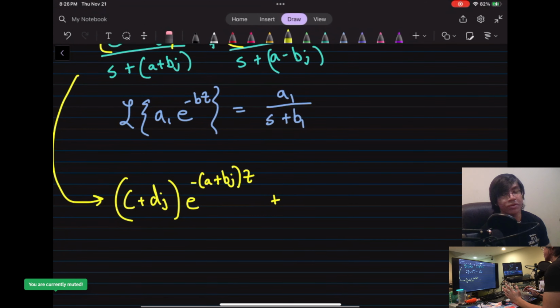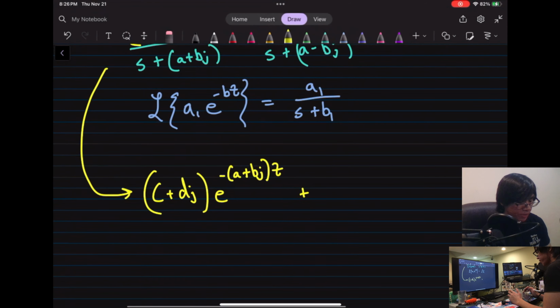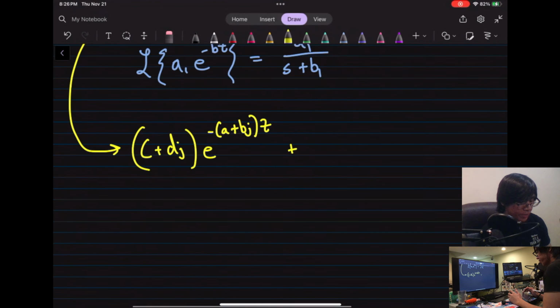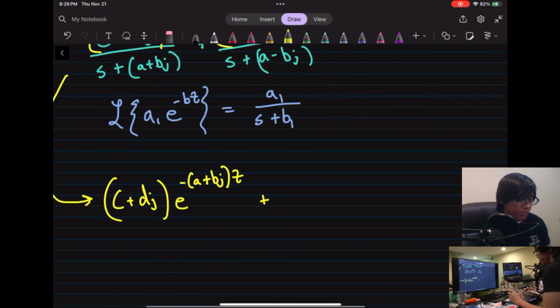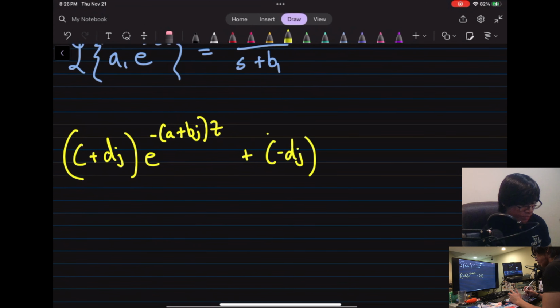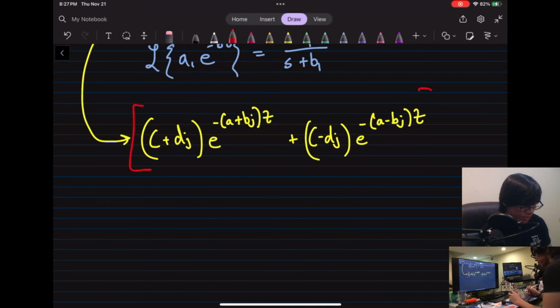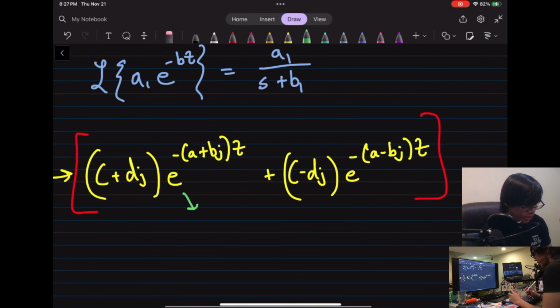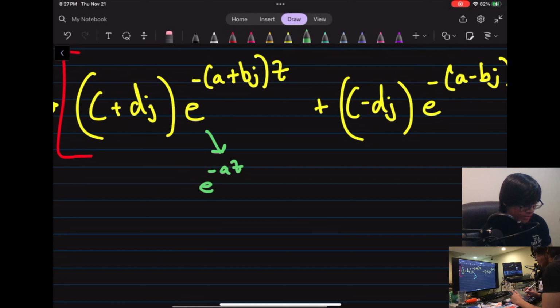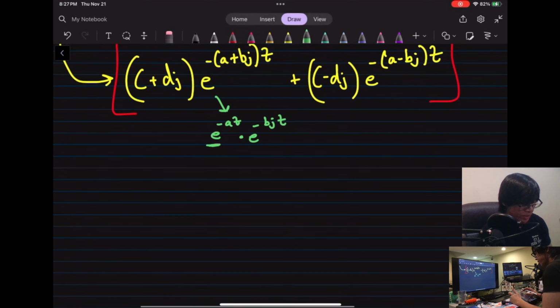This can appear for all the terms, but we're focusing on the conjugate pair here. So this is what each pair boils down to, that sinusoidal function. Same thing, just C minus dj, and we have the exponential of negative a minus bj times t. If you notice here, I'm going to put this in bigger brackets. This exponential can be broken down as e to the negative at times e to the negative bjt. Both of these terms can be broken out that way, and we can factor out this e to the negative at.